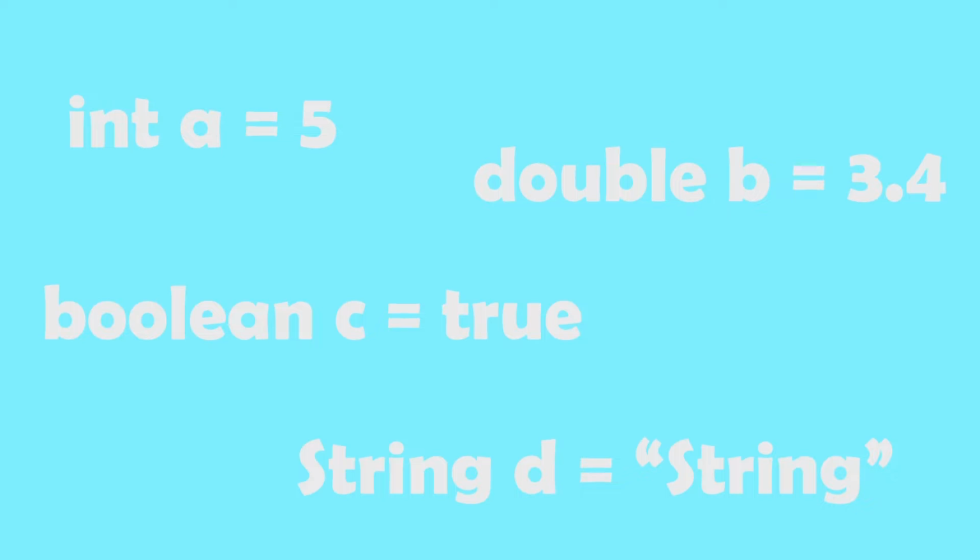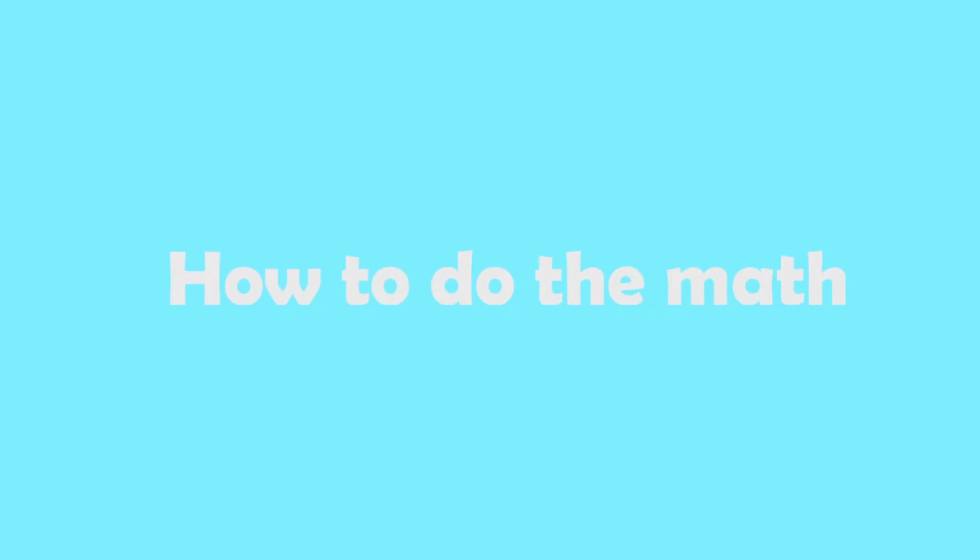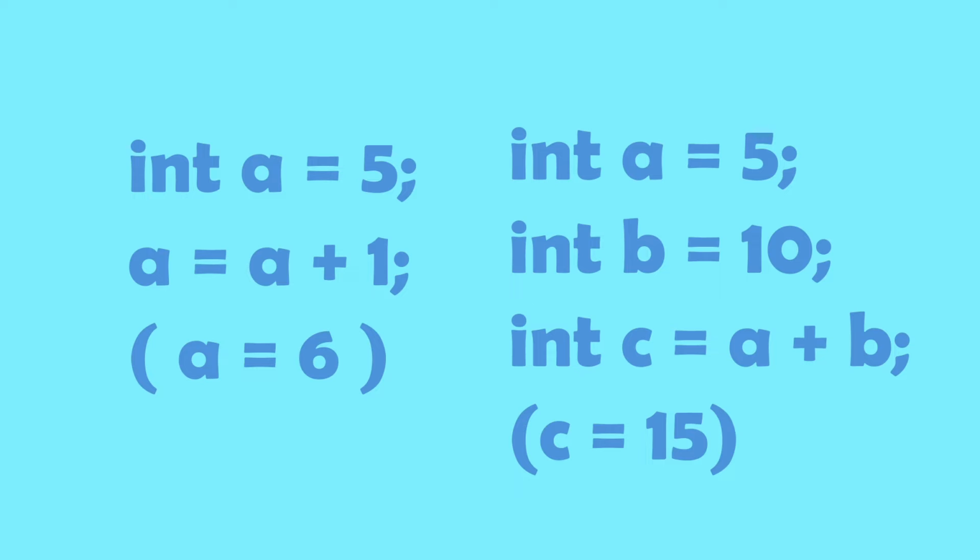And here are some examples of creating variables in different data types. You can do some math within one variable or in between multiple variables. For example, if you initialize a variable a to a value of 5 and you want to increase this value by 1, then you would do a equals a plus 1. So now the variable a has a value of 6.